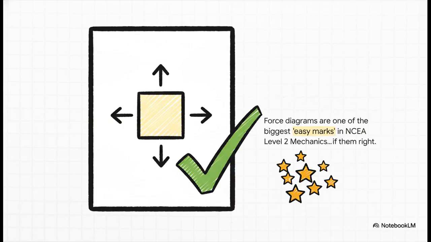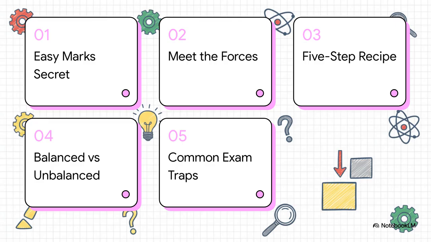And that's really the whole story. These diagrams, sometimes called free body diagrams, are one of the biggest sources of what I call easy marks. Getting them right doesn't just score you the point for the diagram itself, it literally unlocks the rest of the question for you. So, here's our game plan.